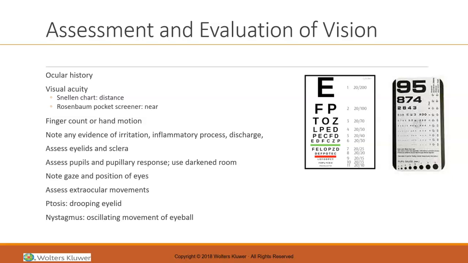You want to just look at the eyes. Do you see anything going on? Is there any inflammation, discharge? Are the sclera nice and white? Are the eyelids drooping or edematous? What about the pupils and pupillary response? Is your pupillary response nice and brisk and equal? Are the pupils symmetrical, or are they offset?